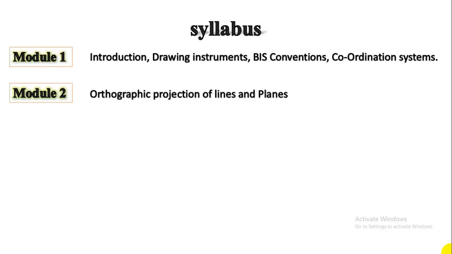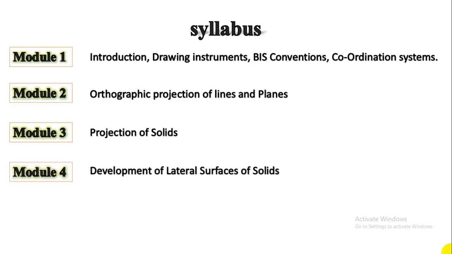Coming to module 2, we have orthographic projection of lines and planes. Here two chapters are there, with an internal choice, so studying any one chapter is enough for the examination. Then module 3, where we don't have a choice. This is a compulsory question, and it is projection of solids.